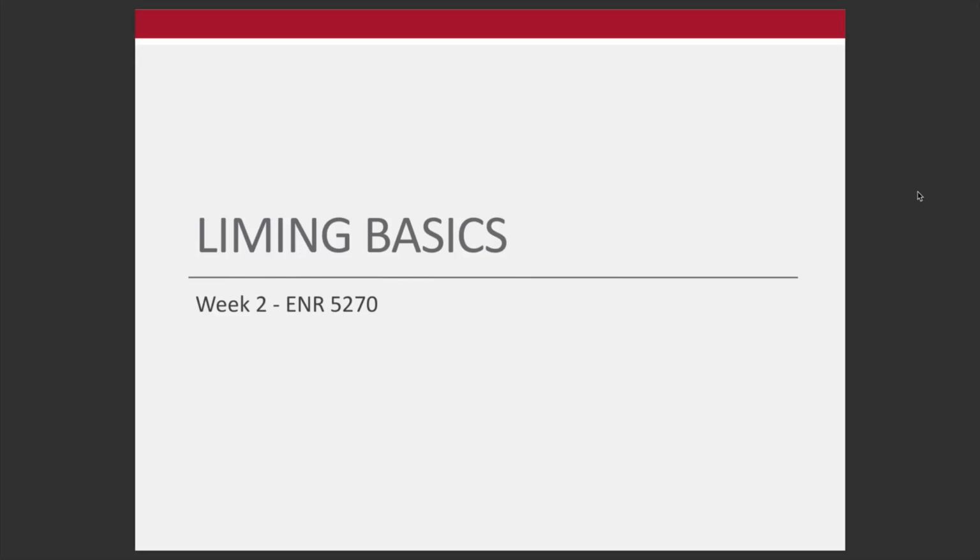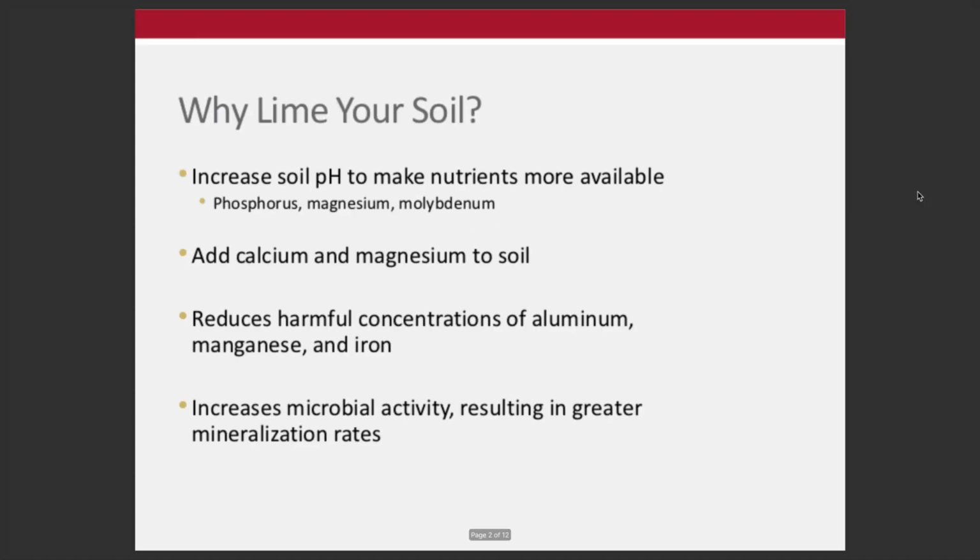So now that we covered sources of acidity, we're going to get a little bit more into liming basics. Liming is the management strategy that we employ to help counter acidic soil, to help neutralize some of that acidity in soils, okay? And we think about liming soils for a number of different reasons. The first and foremost is to increase soil pH to make nutrients more available. That's really the fundamental reason that we lime soils.